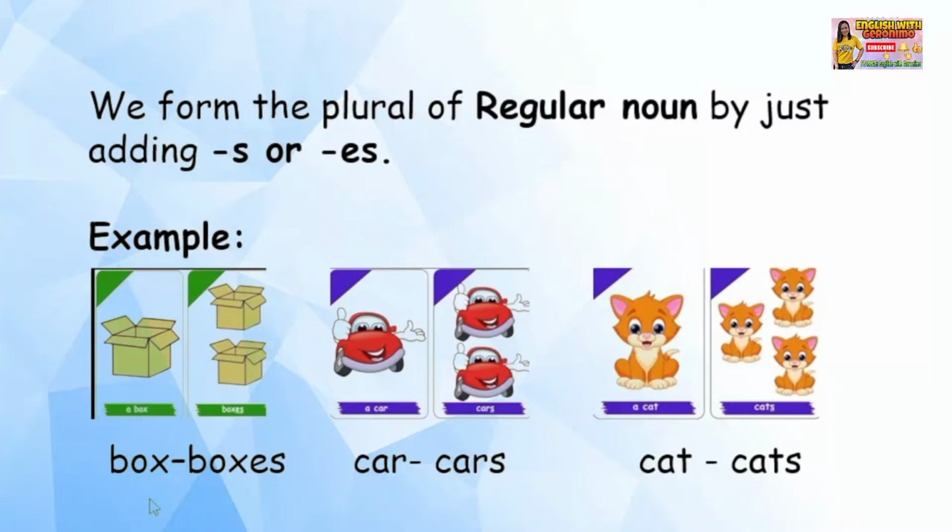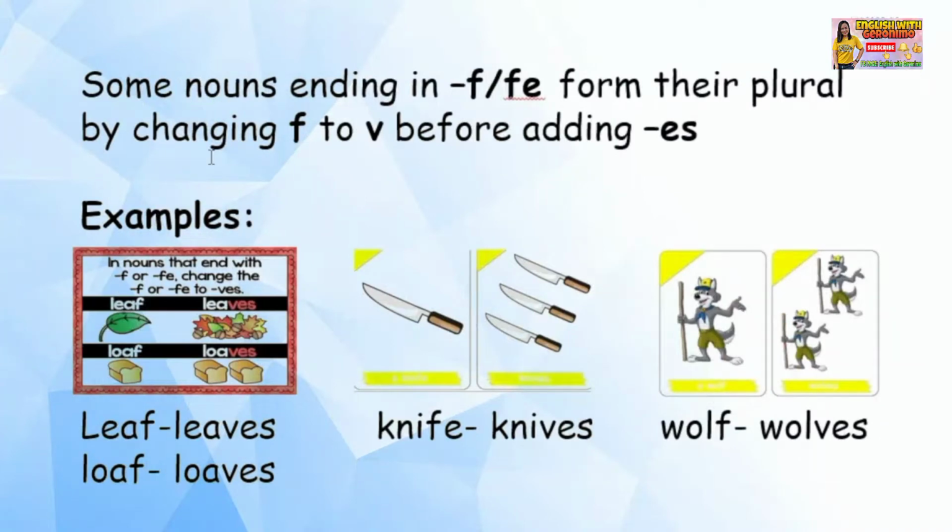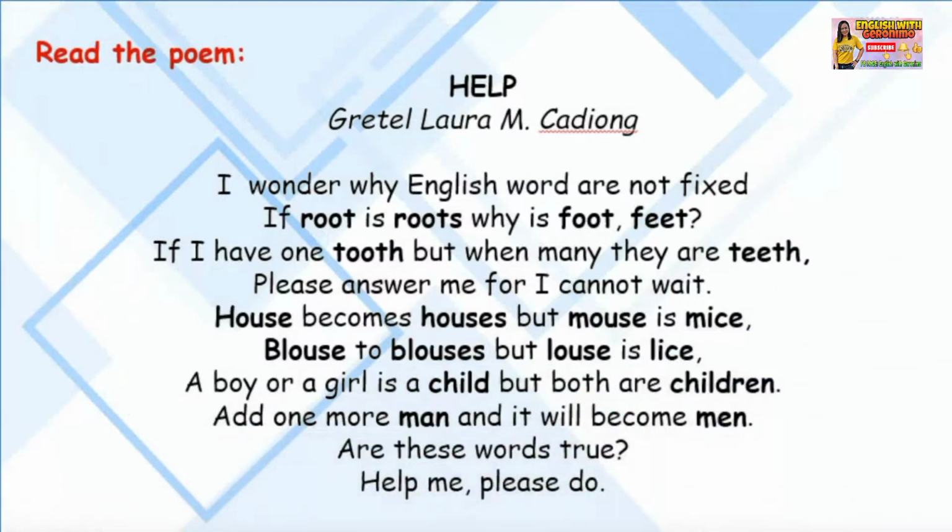What if the noun ends with f or fe? How will you write the plural form? Correct! Some nouns ending in f or fe form their plural by changing f to v before adding es. Examples: life, lives; loaf, loaves; knife, knives; wolf, wolves. Today we are going to discuss the plural form of irregular noun.